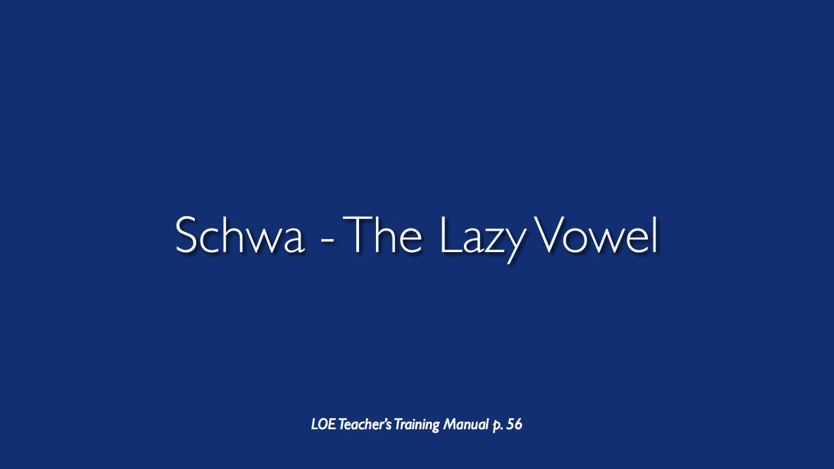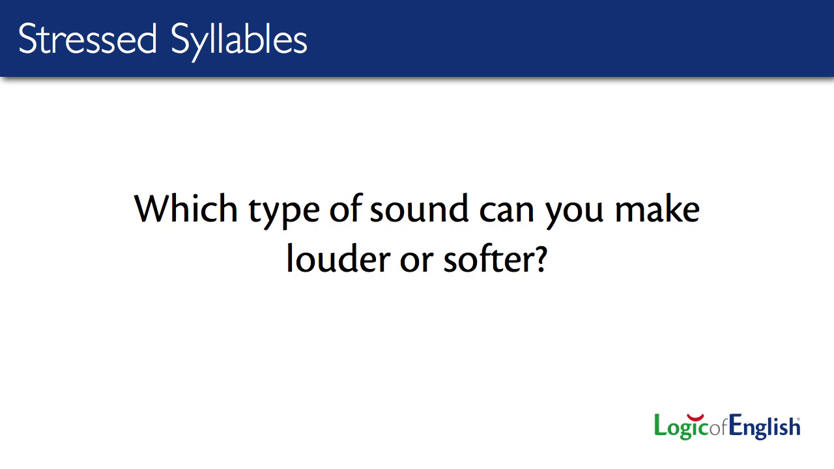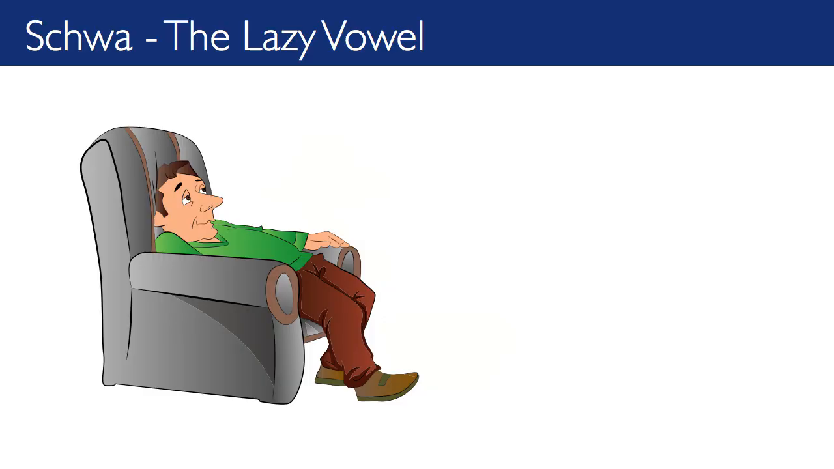So let's discover what a schwa is together. First of all, what sounds can you make louder and softer? Vowels. So let's try to call for help without the vowel. Hoop, hoop. You can't. It's the vowel that lets you make it louder and softer. Okay? Schwa is a sound that we're not saying very loudly. And what I've come to do is teach schwa as the lazy vowel. And I would encourage you in summer reading camps to put up a lazy vowel chart.